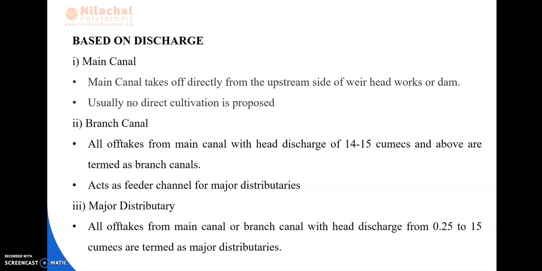Next, that is branch canal. All canals taking off from the main canal with a head discharge of 14 to 15 cumecs and above are termed as branch canals. It also acts as a feeder channel for the major distributaries. Next, that is major distributary. All canals taking off from the main canal or branch canal with a head discharge from 0.25 to 15 cumecs are termed as major distributaries. Okay.